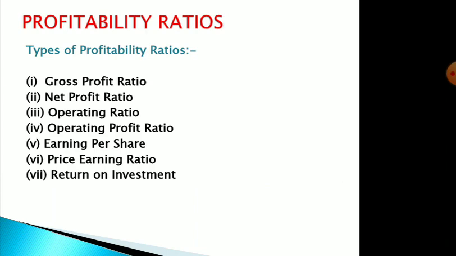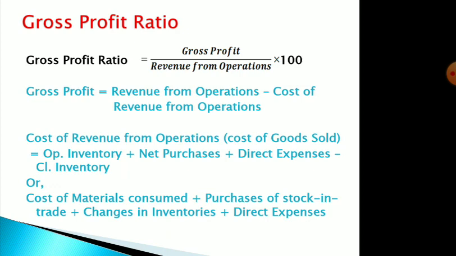business or the enterprise. The different types of ratios under profitability ratios are gross profit ratio, net profit ratio, operating ratio, operating profit ratio, earning per share, price earning ratio, and return on investment. In this part, we are going to learn about the gross profit ratio. The gross profit ratio is a relationship between gross profit and revenue from operations, that is net sales, into 100. That means this profit is expressed as a percentage.